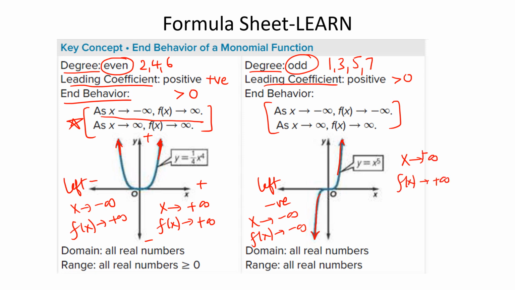So remember the shape of the graph. It's like decreasing here, increasing here. So accordingly, you will learn this end behavior. As x goes to minus infinity, going down, so negative. As x goes to plus infinity, positive right side, it's going up. This is how you remember the formula sheet.